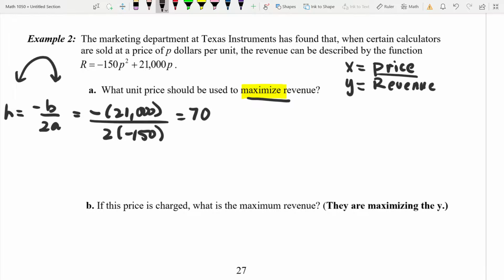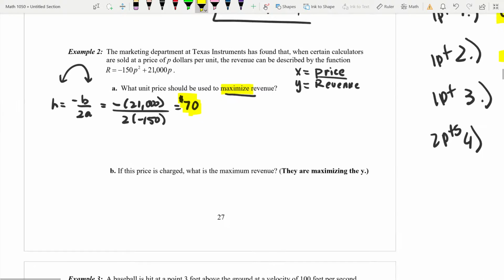Read the question. What unit price should be used? That's my answer. What's the label that goes with the 70? You have to have a label. It is $. Yep. Put in a $, and that's your answer. Okay. Look at question B.